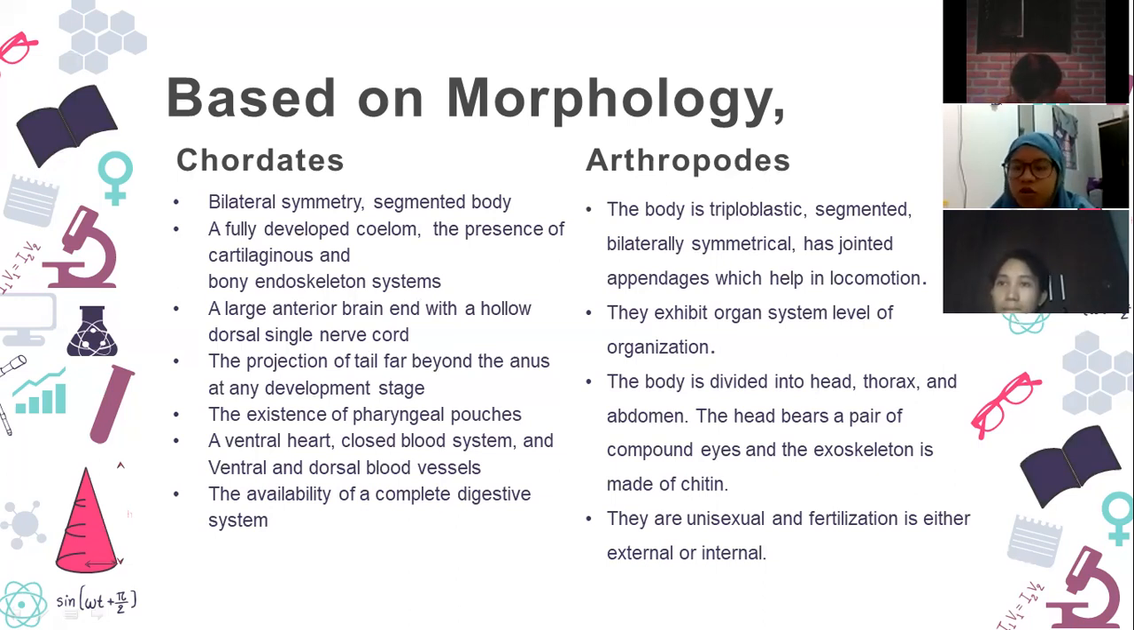And then the fourth part is the arthropods. Their body is triploblastic, segmented, laterally symmetrical, and has jointed appendages which help in locomotion. They exhibit organ system level of organization. The body is divided into head, thorax, and abdomen. The head bears a pair of compound eyes, and the exoskeleton is made of chitin. They are unisexual, and fertilization is either external or internal.